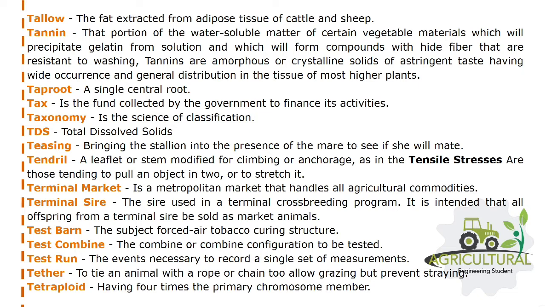Tallow, the fat extracted from adipose tissue of cattle and sheep. Tannin, that portion of the water-soluble matter of certain vegetable materials which will precipitate gelatin from solution and which will form compounds with hide fiber that are resistant to washing. Tannins are amorphous or crystalline solids of astringent taste having wide occurrence and general distribution in the tissue of most higher plants. Taproot, a single central root.